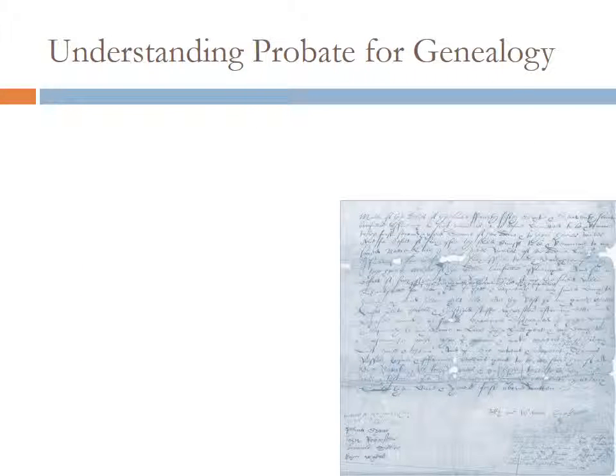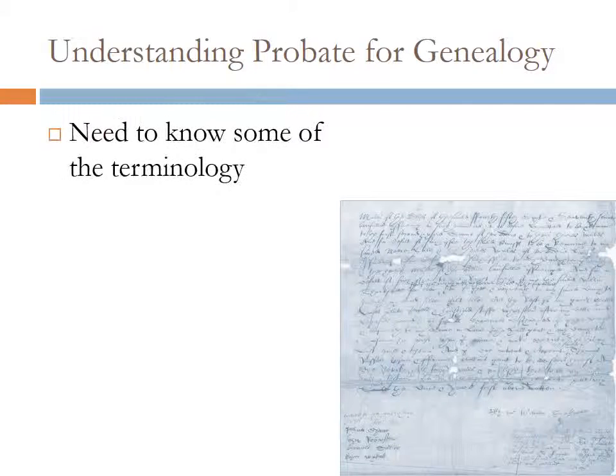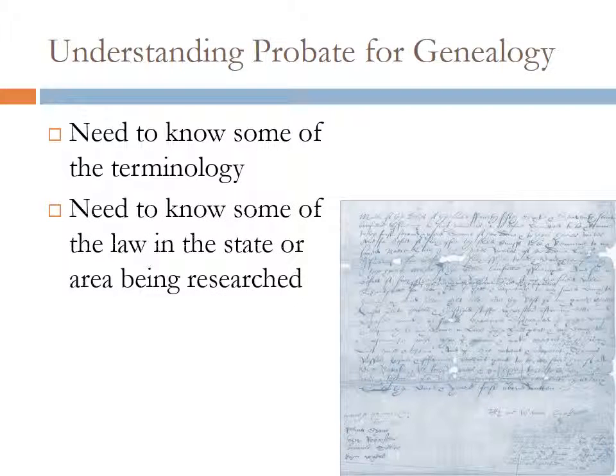Now, for genealogical purposes, there are some things that we need to understand about probate. The first of these is the need to know some of the terminology. Not all of the terminology. There are only a very limited set of terms that the genealogical researcher really needs to understand. The second is the need to know some of the law in the state or area that's being researched. This is what we would call black letter law, or law that is written down according to the legislature. And of course, these have changed over time.